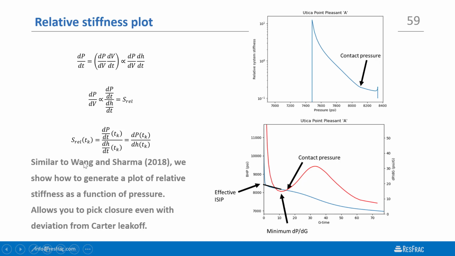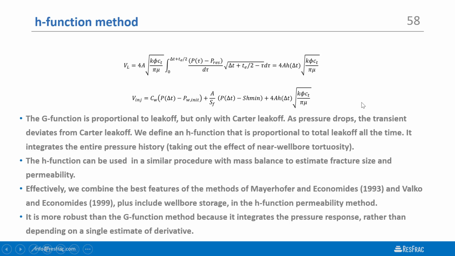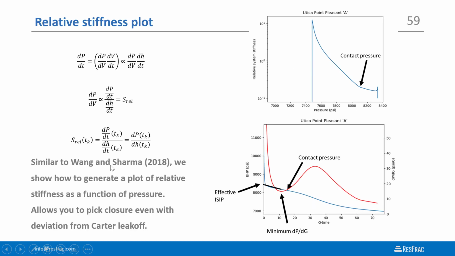We also want to refer the listener to Wang and Sharma, 2018. They have a very similar approach here, where they also do a deconvolution of the pressure measurements. What they actually do is directly estimate system stiffness. I think they're also doing something along the lines of combining with a mass balance equation. So anyway, I just want to refer the reader to that. That's another important reference on deconvolving changing pressure versus time to estimate the system stiffness changes over time.